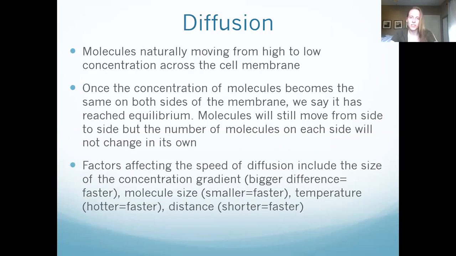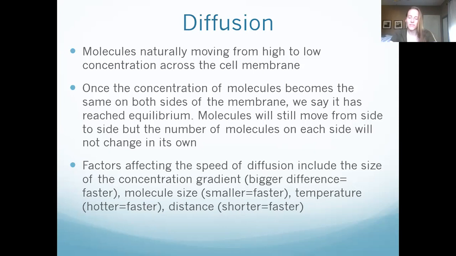So diffusion is just when molecules naturally move from high to low concentration across a cell membrane. Once enough molecules move across the cell membrane, you will eventually have an equal concentration on both sides. At that point, we say that that cell has reached equilibrium. You will still have molecules moving through the cell membrane, but you will have an equal amount moving in as what moves out. So the concentration on either side doesn't change.